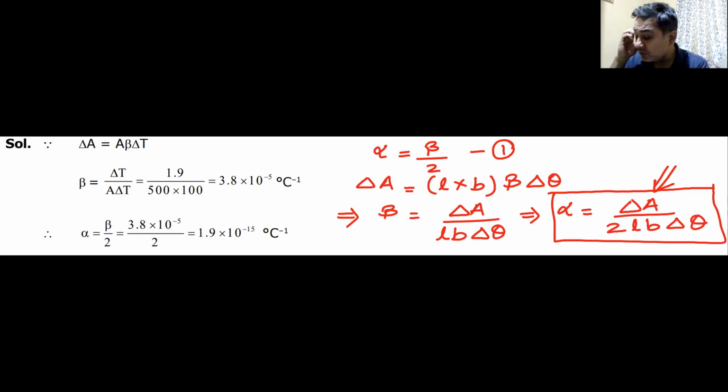Can you move ahead? Have you written this down, beta? Okay. We are done with the expansion of solids. We have three types of expansion of solid: linear expansion, areal expansion and the volume expansion.